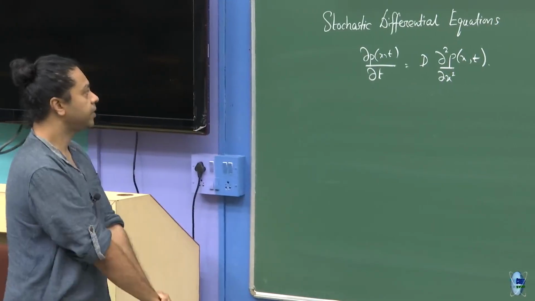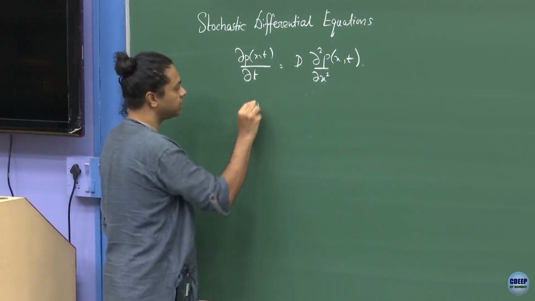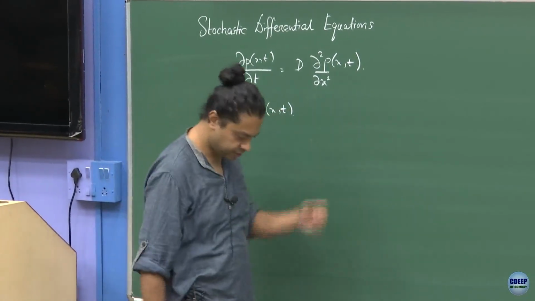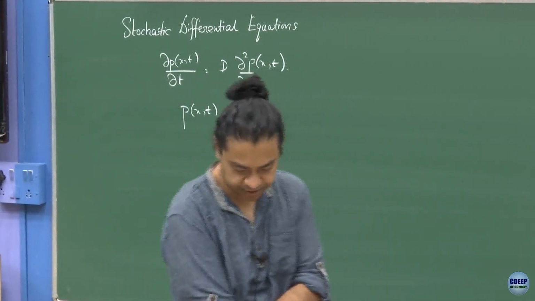And what the diffusion equation tells me is essentially this quantity, if I were to solve it, p of x comma t, which is the probability of your random walker or your diffusing particle to be at some position x at some time t, right.